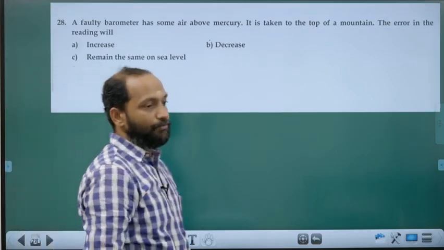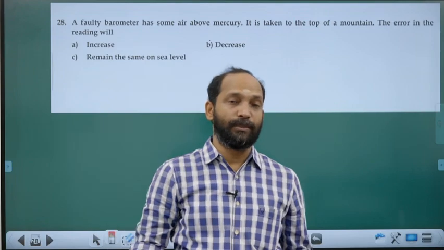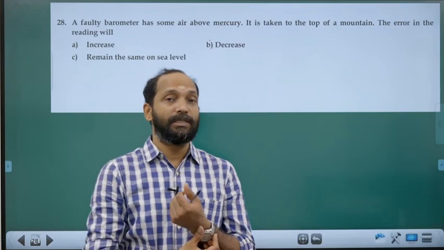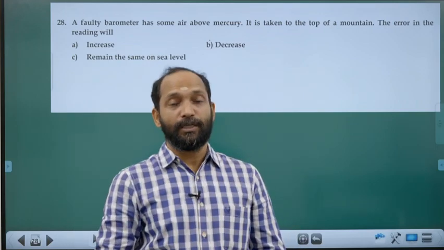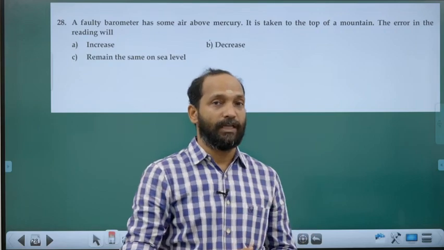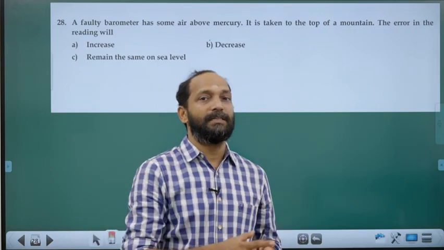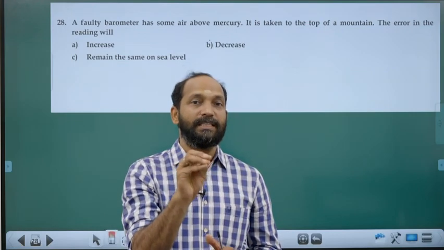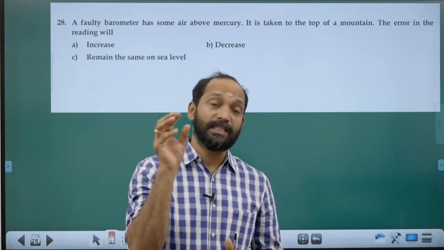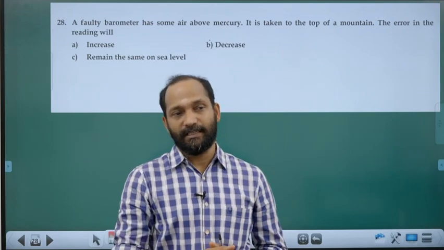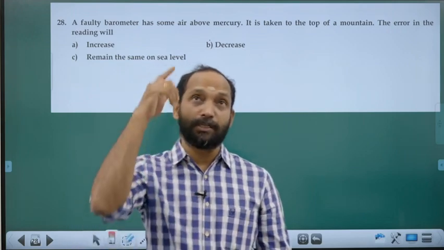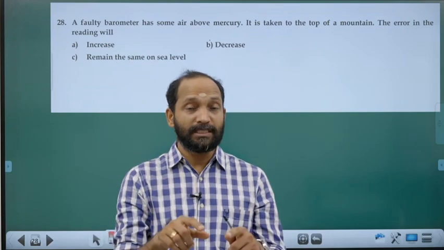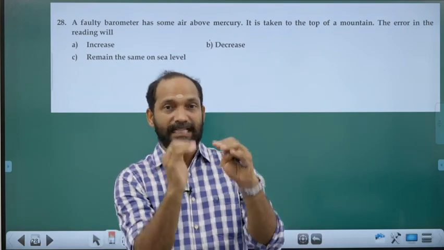Next one. A faulty barometer has some trapped air above the mercury. So why has this barometer become faulty? Because of the trapped air above the mercury column, in this proposed Torricellian vacuum. There is no vacuum, but some trapped air is there. So the pressure exerted by the trapped air will determine the error in the reading. The more the pressure exerted by trapped air, the more the error in the reading. When you carry this faulty barometer to higher altitudes, the atmospheric pressure is less. When atmospheric pressure is less, the reading will be less, right?